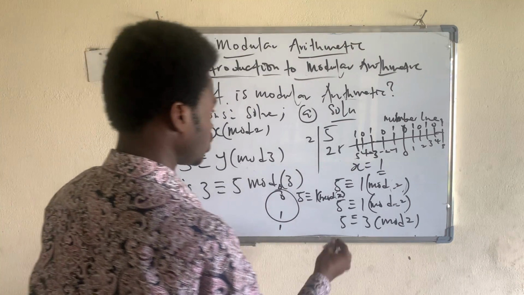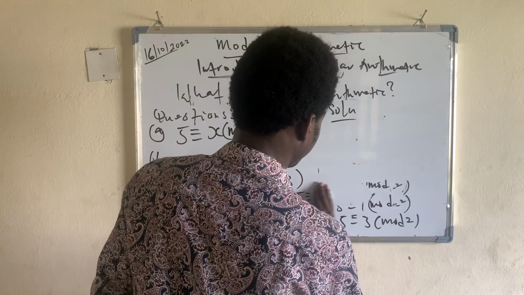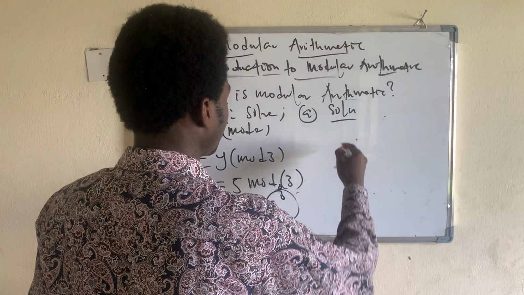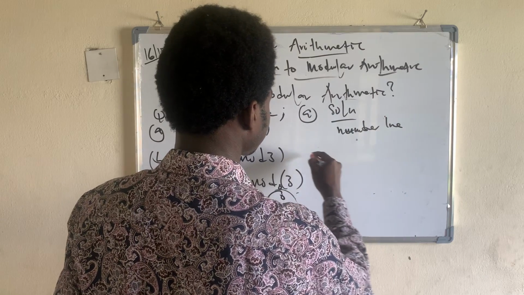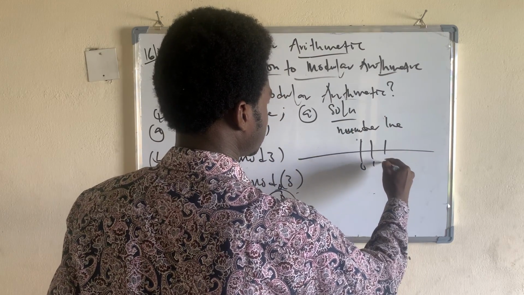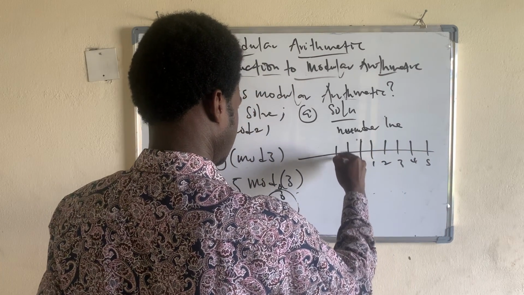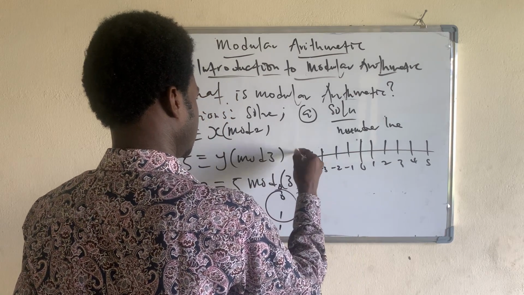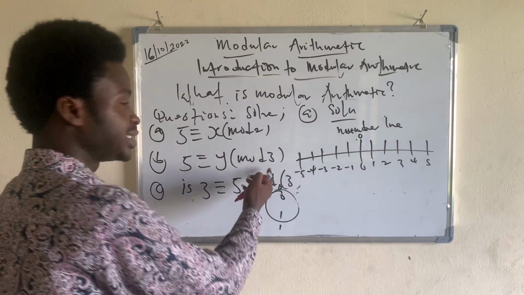Okay, B also, let's quickly solve B. B is in mode 3. So I can just make use of my number line now. Draw this. This is 0, 1, 2, 3, 4, 5. Minus 1, minus 2, minus 3, minus 4, and minus 5. So the 0 maps to 0. Now we are dealing with mode 3.